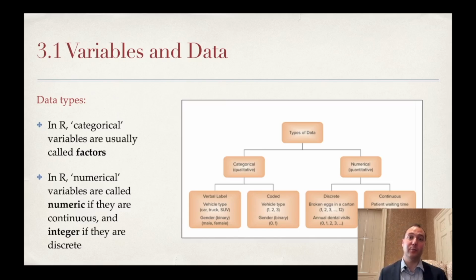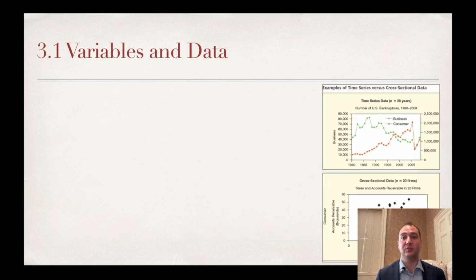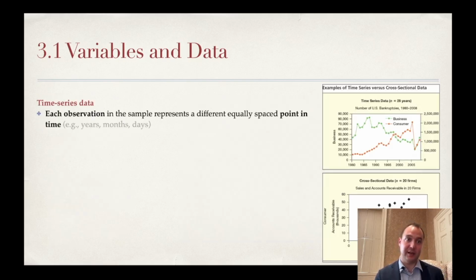As we mentioned in the previous video, there are several different data types in R. Categorical variables are usually called factors in R. Numeric variables are usually called numeric if they're continuous and integer if they're discrete. There are several formats to data. One of them is time series data. In time series data, each observation in the sample represents a different equally spaced point in time. So for example, if you have a stock price, you might be looking at that stock every day, or every month, or every year.